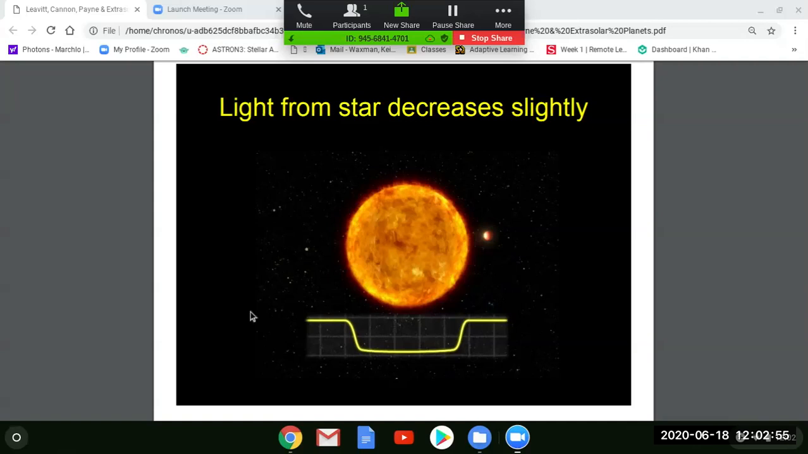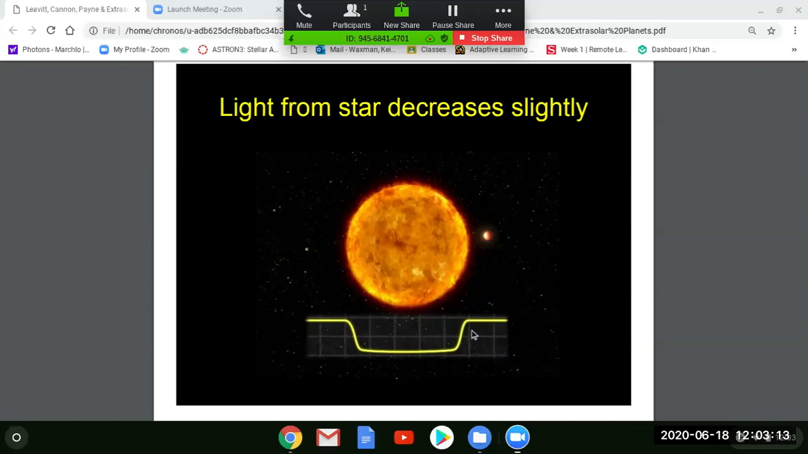A lot of times we also could get multiple planets. If we get a dip like this, and then maybe sometime later a dip like this, sometimes we'll get even a bigger dip. Maybe it's separated by, could be years. It could be a bigger planet. So we could get multiple dips in the light curve. And that's inferring there are multiple planets there.